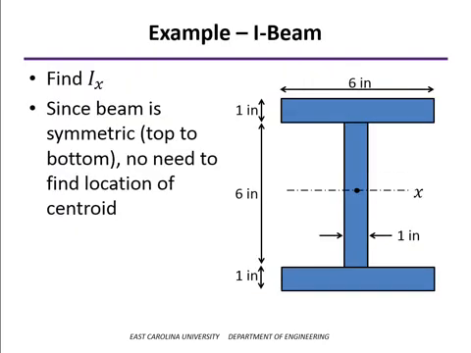Now, if we put another 6x1 piece on the bottom of this to make an I-beam or a wide flange beam, and we want to find the moment of inertia, well, we can do that a little bit differently this time. First of all, because we're symmetric from top to bottom, we know where the centroid is. We don't want to waste any time calculating that. The centroid is halfway between the top and the bottom.